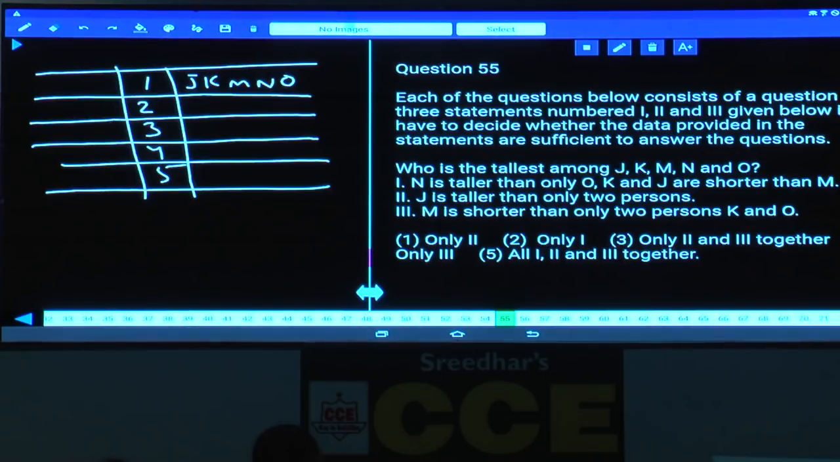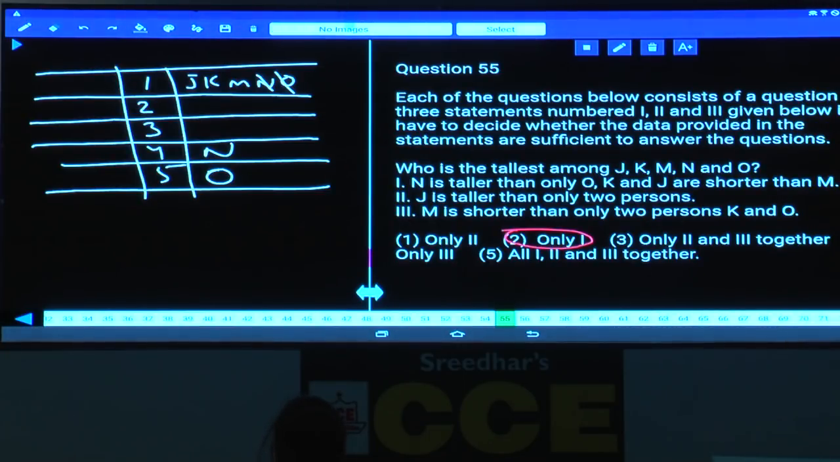What is there in this one? Only 1 is there, only 2 is there, only 3 is also there. Then we should go for only 1. Only 1: N is taller than only O. As N is taller than only O, N and O will be in the last places. O will be at the 5th place, N will be at the 4th place. N and O cannot be the tallest.